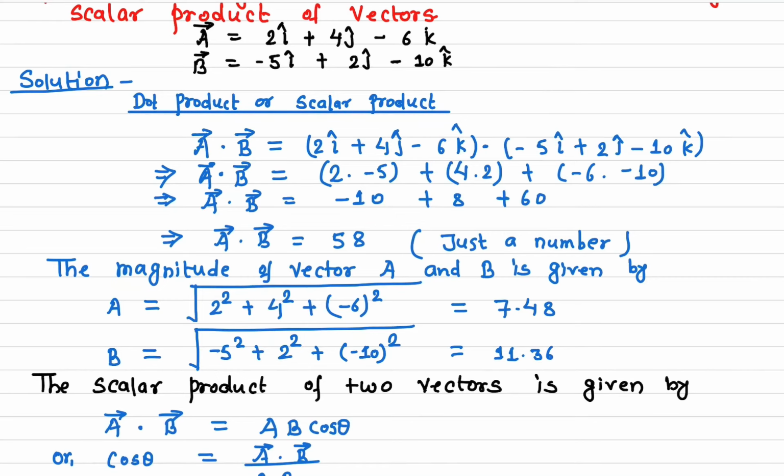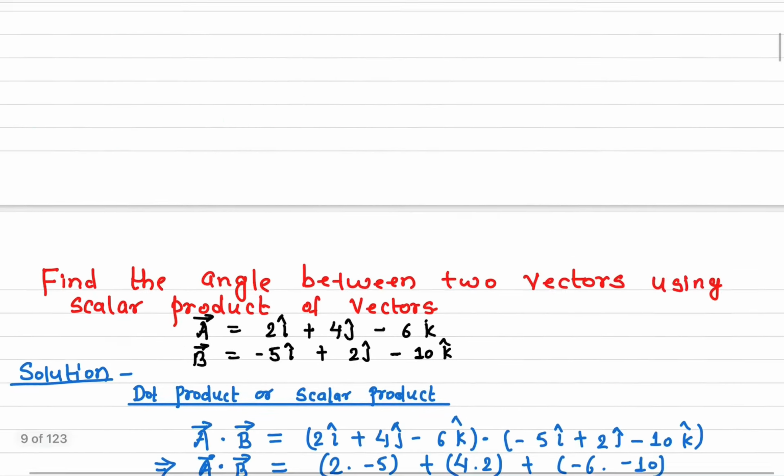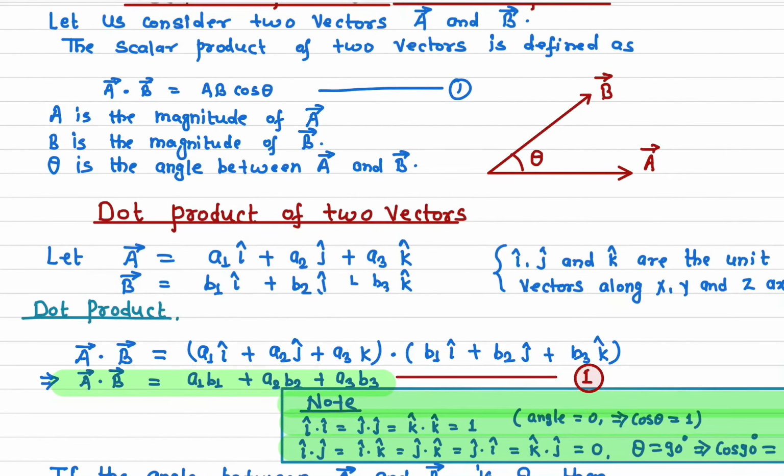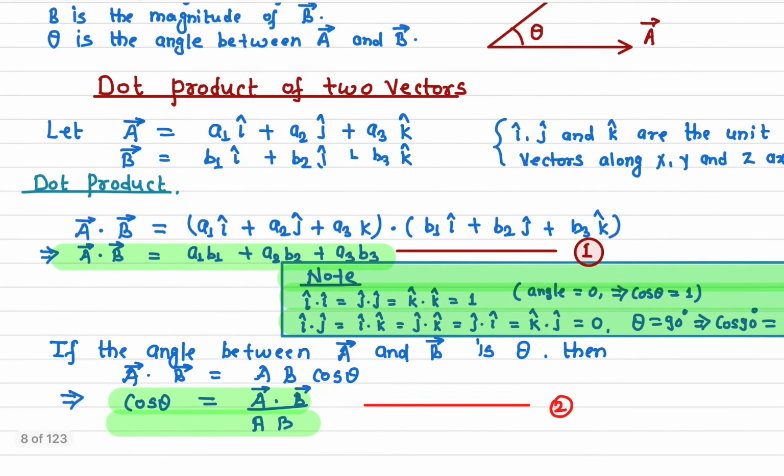And just to recall, I'll write down how it is defined, or I'll just show you here. This is how the dot product between the two vectors, a vector and b vector, is defined. So if you have the two vectors, then we only multiply the i component with the i component, j component with the j component, and k component with the k component, because the angle between i vector and i vector is 0. So cosine 0 will be 1.